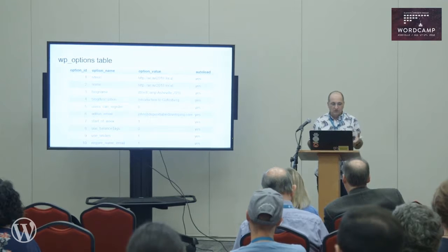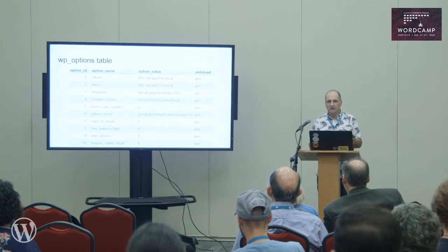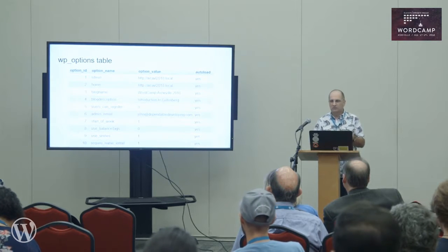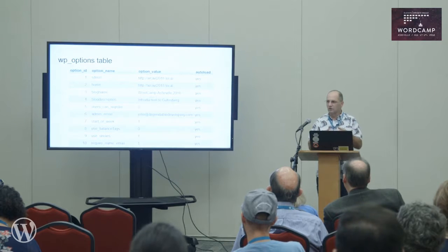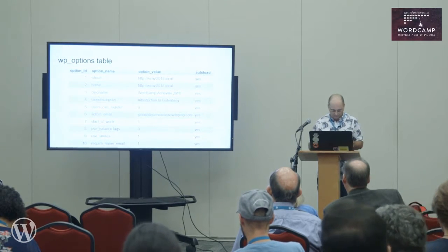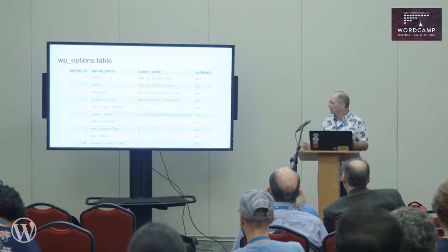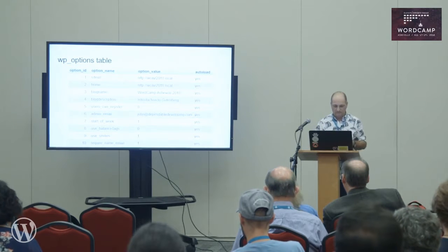But blog name, description, all these are options that you can set about the site. There are literally hundreds, and the longer you have the site and the more things you do with it, there may be thousands of rows in this table. So looking through here could be quite long. But these are just some of the types of things that you would find in that WP options table.